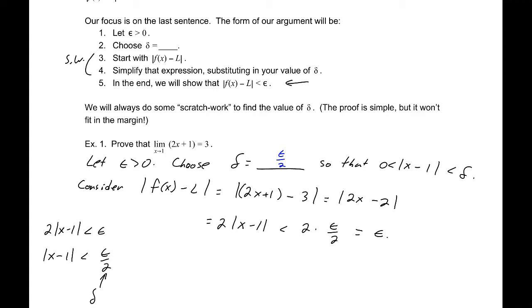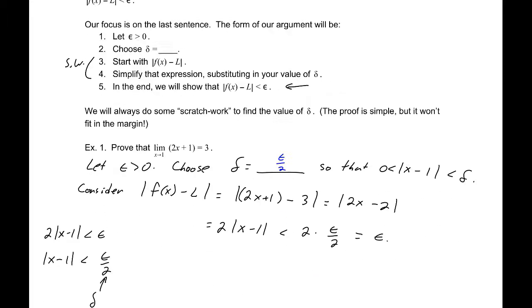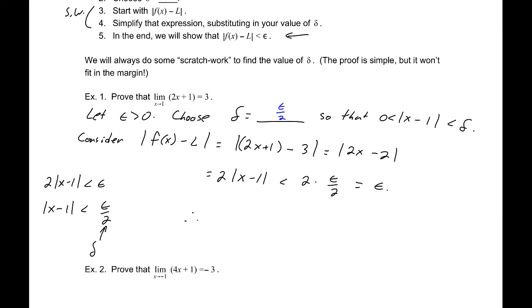And if we look back at our definition, that is what we want to end up with. So therefore, we can then conclude the limit as x approaches 1 of 2x plus 1 equals 3. We've just finished our first epsilon-delta proof.